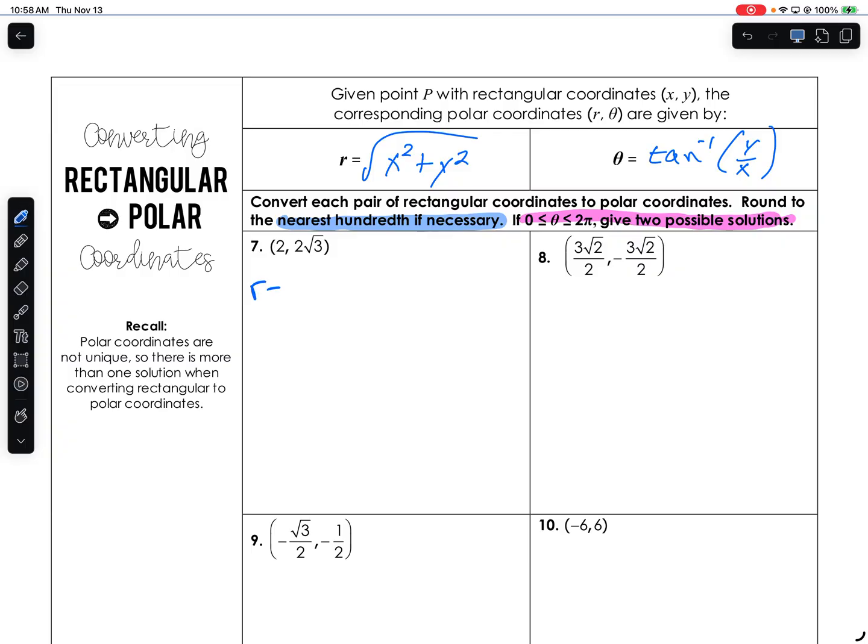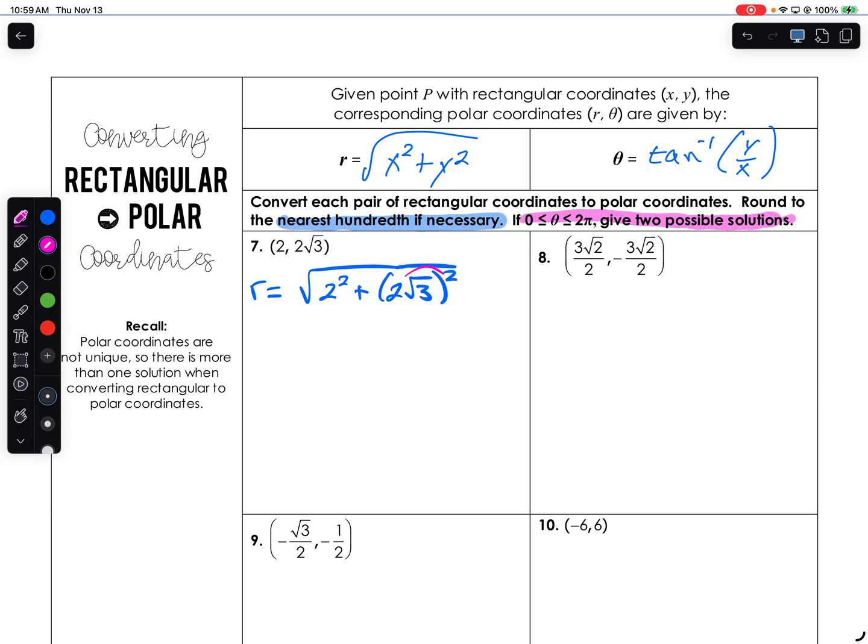So we've got to plug into our formula here for the radius. We're going to say r equals square root of 2 squared plus 2 root 3 squared, like that. When I have that 2 root 3, I always square both parts. And sometimes, like on number 8, we'll need to square all 3 parts, right? So 2 squared is 4, square root of 3 squared is 3, 4 times 3 is 12, 2 squared is 4, 4 plus 12 is 16.